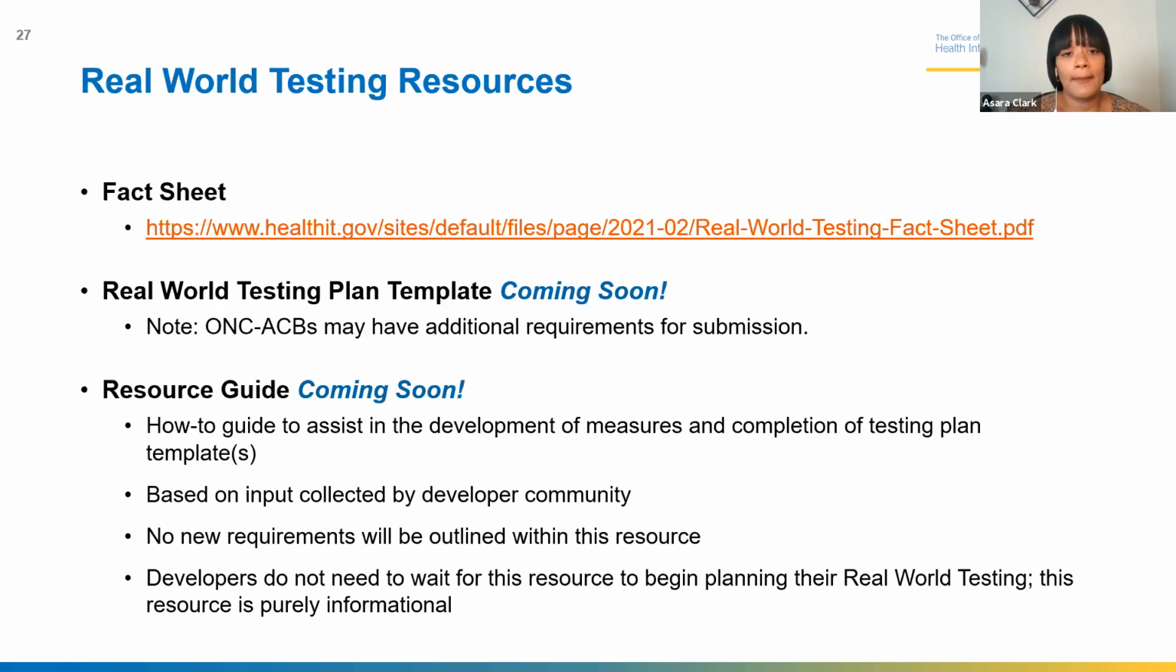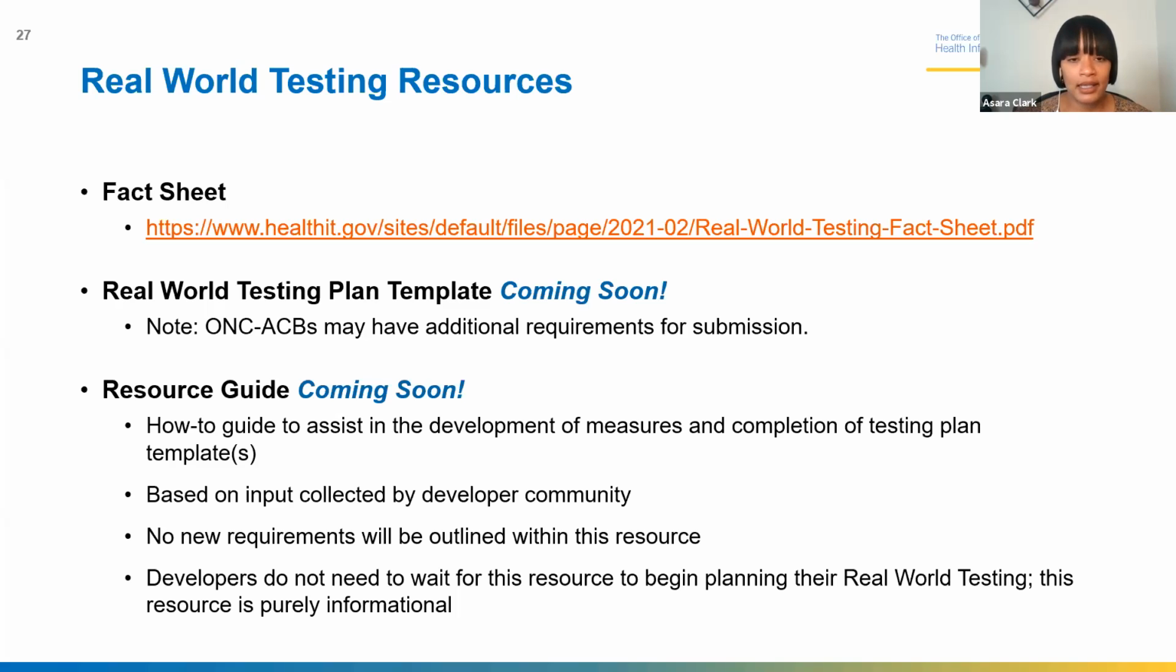And this is where you're going to get more information. It's more of a how-to guide to assist with the development of measures and the completion of your testing plan template. Okay, we have some examples in there, some use cases, some scenarios that can help you think about your individual, specific, unique circumstance as a health IT developer, your specific health IT, the specific scope of your certification, the specific criteria that you're addressing, and how you are going to pull all of that together.